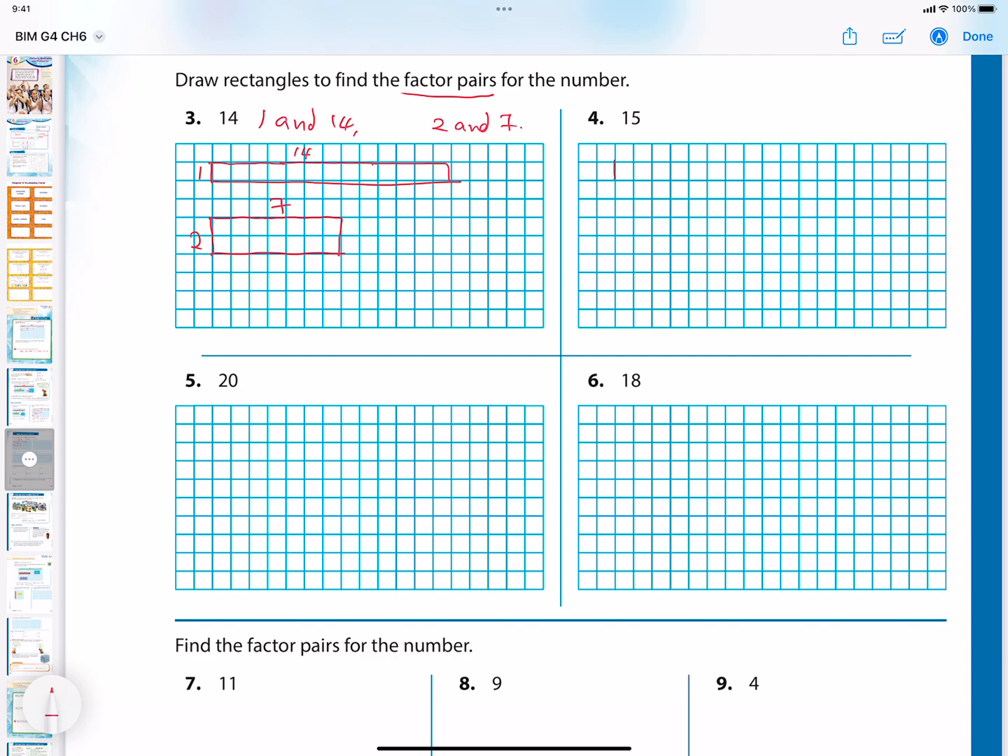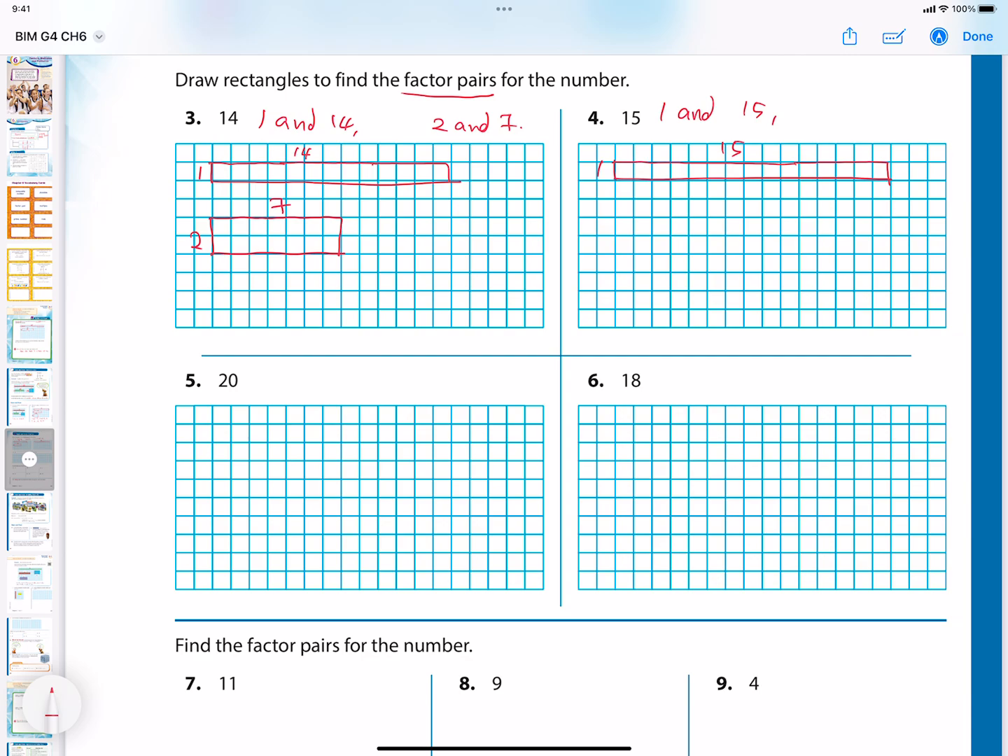Alright, let's move on. Number 4. I know 1 times 15. So 1, 2, 3, 4, 5, 6, 7, 8, 9, 10, 11, 12, 13, 14, 15. Okay, that's 1 times 15 is what? Yes, 15 unit squares inside. Okay, so we found 1 and 15. I'm gonna write it now.